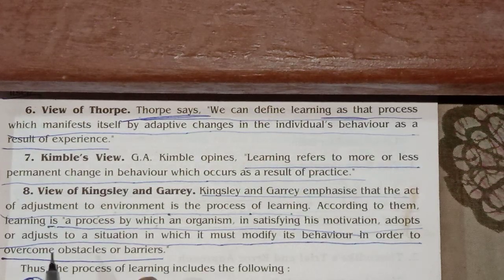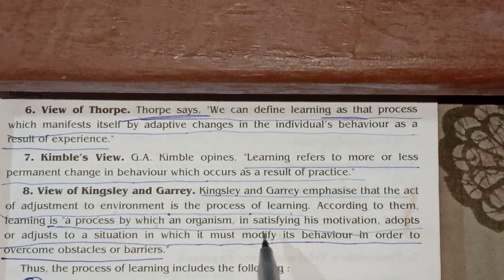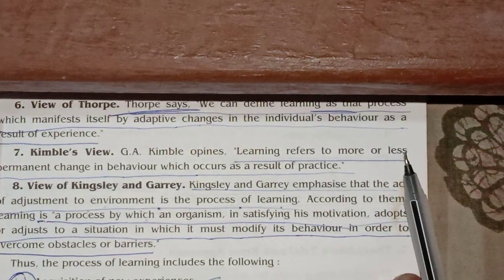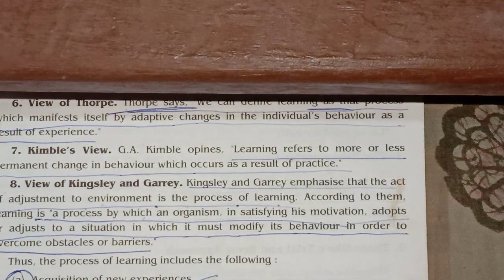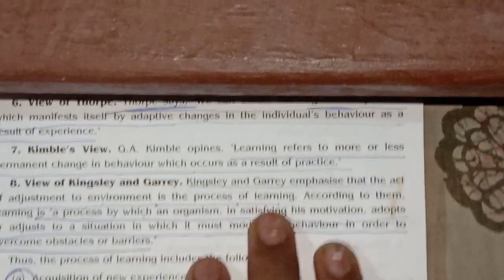According to them, learning is a process by which an organism, in satisfying his motivation, adapts or adjusts to a situation in which it must modify its behavior in order to overcome the obstacles or barriers. To keep going his surviving process, to get its motivation. If an organism adapts with the situation, adjusts himself with the situation, that is the learning process according to Kingsley and Gary. This is a very important view.